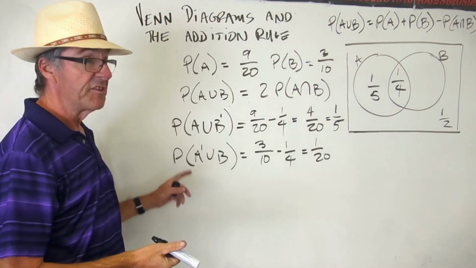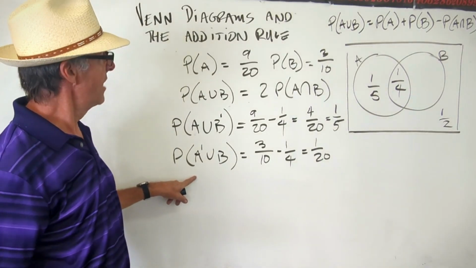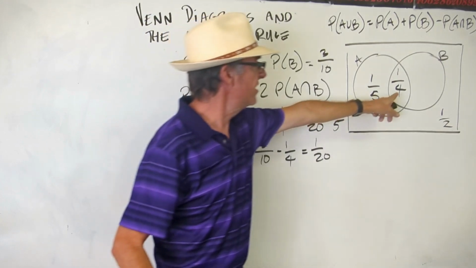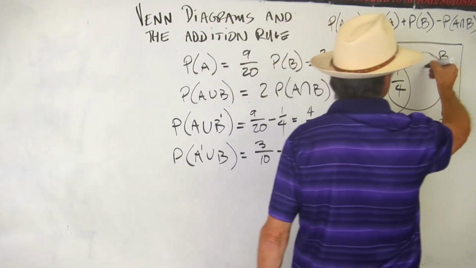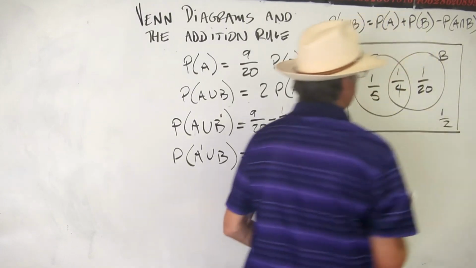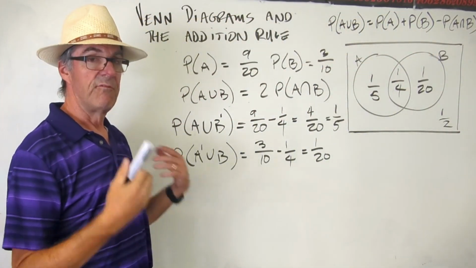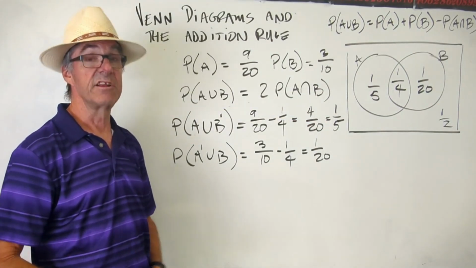Finally, everything that's in B but not in A, that would be this notation here. And we're going to get everything in B, that's 3/10 minus 1/4, which is our intersection. And that's going to give us 1/20, which we can put in here. Now, what I want you to do is pause the video and perform a check. Are all those fractions correct? Do that and come back.